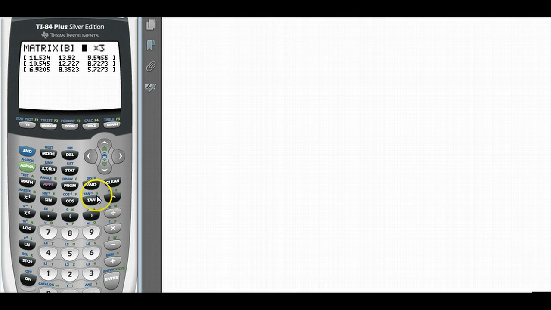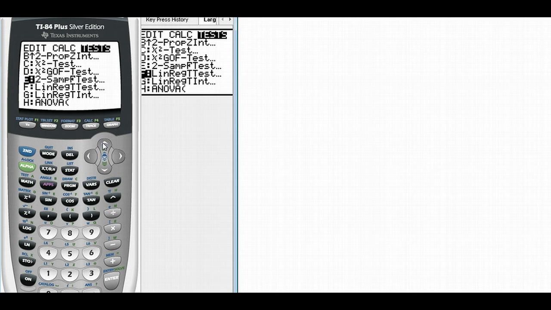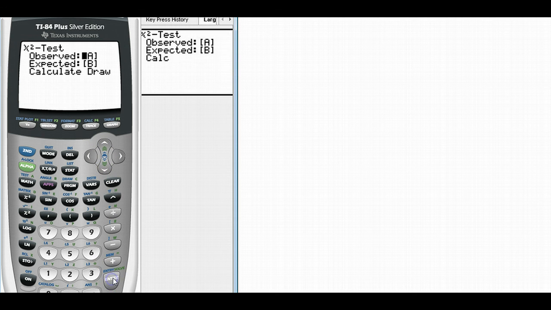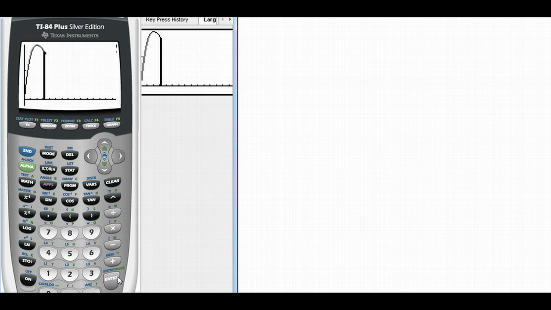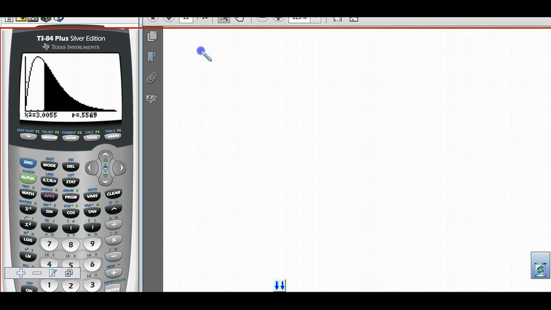So let's go back to our calculator and go to stat, test, up to chi-squared. And we did calculate before. You can either do calculate or draw. That looks like a big area. Are we expecting a big or low p-value? I'm expecting a big p-value because a lot is shaded. All right, so our test statistic, under T, was chi-squared equals 3.0055. Not very big. Remember, this starts at 0.